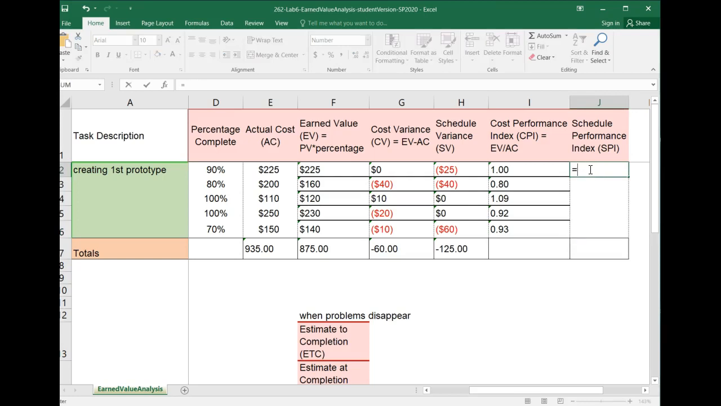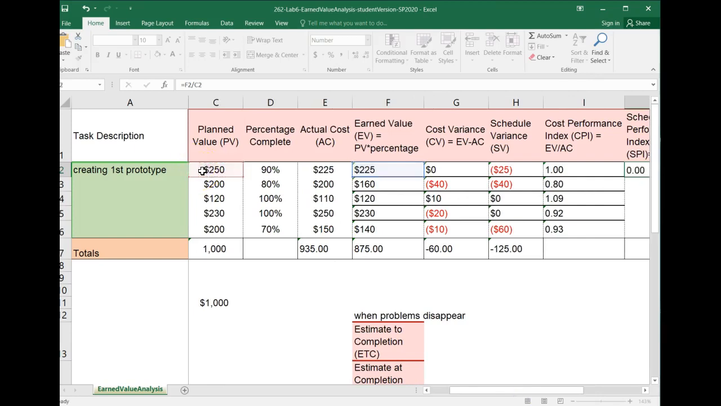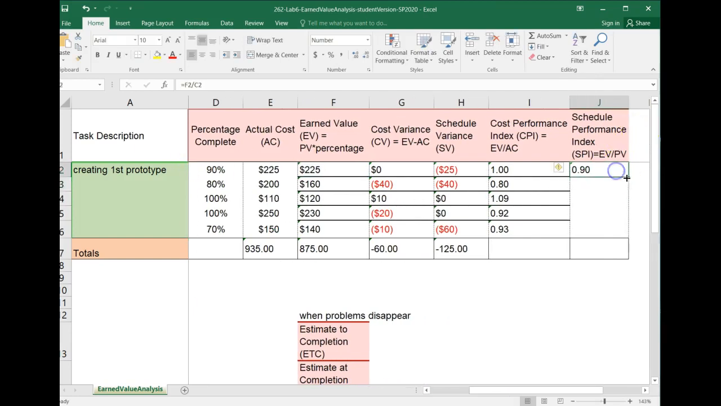So here, schedule, I'm going to put the formula up there. Schedule performance index is going to be EV divided by PV. So I'm going to get my EV and divide it by PV, which is a little on the left. And here I'm going to drag it down. The number less than 1, you're behind a schedule, on 1, right on a schedule, and so on.